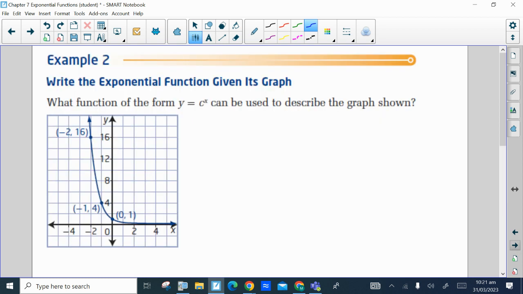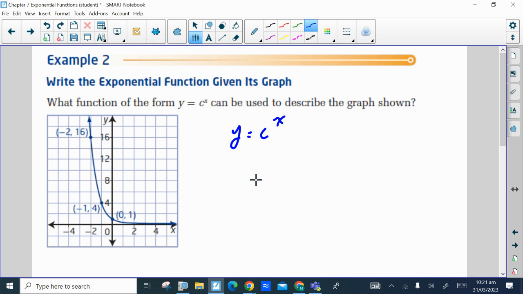Now, if you're given the graph, you can write the function. You can write out what the equation is. We know that it's going to be in the form y equals c to the x. So some of these you can do maybe by guess and check, but you can also do it algebraically. If these points that are given, -2, 16; -1, 4; 0, 1, are on the graph, that means they must satisfy the equation. So we can determine what c is by subbing one of those points in. The only point we can't use is the point 0, 1, and I'll show you why in a second.